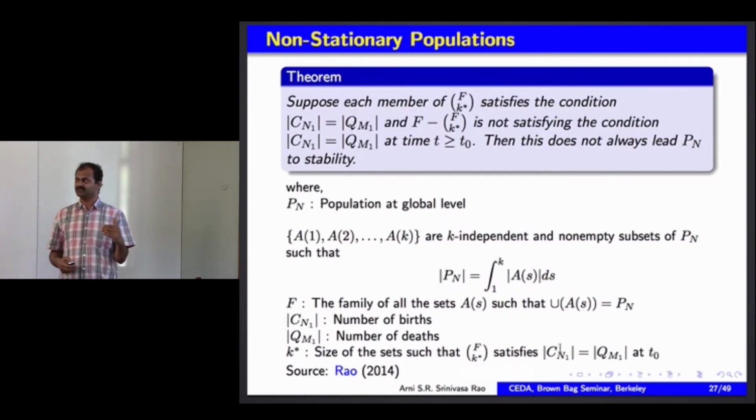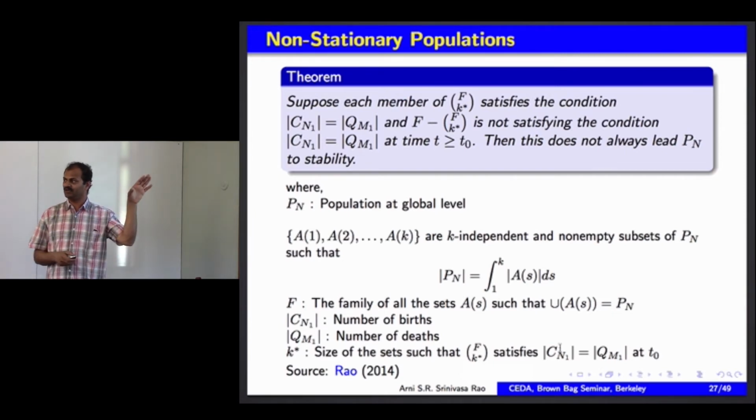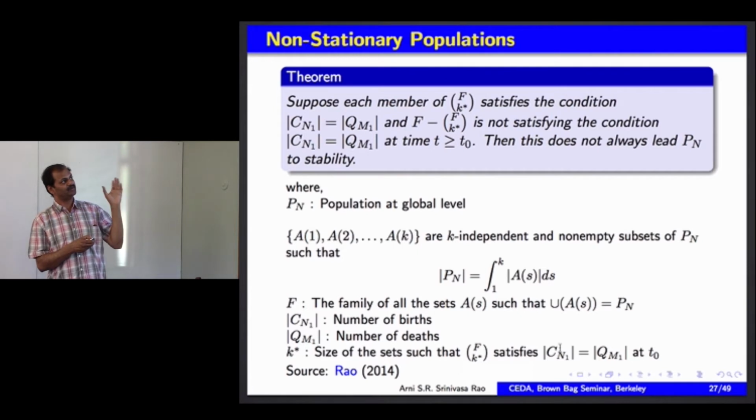And for non-stationarity, while working with Jim Carey, this is actually what I went to present at the Nathan Keyfitz symposium. There I am looking into the non-stationarity of the population dynamics, how the population dynamics look in a non-stationary population. There we observed in that particular article in 2014 that each member of F star, F choose combination K star, satisfying these two conditions does not always lead to PN stability. What is PN?